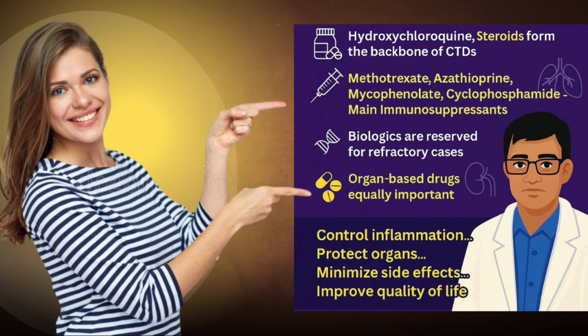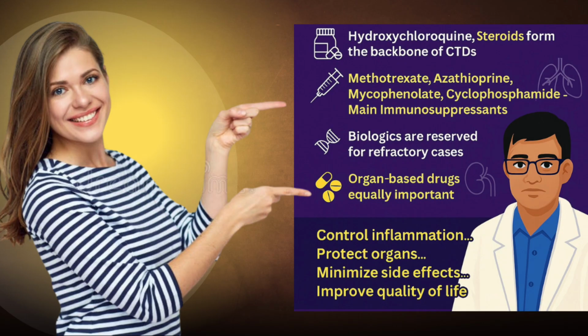Number 4, rheumatoid arthritis or overlap CTDs. Here, the anchor drug is methotrexate. It slows down joint damage and is often the first choice. Other options include hydroxychloroquine, leflunomide, and sulfasalazine. For quick symptom relief, NSAIDs and short courses of steroids are used. If the disease remains active, biologics like TNF inhibitors, rituximab, or tocilizumab are started.